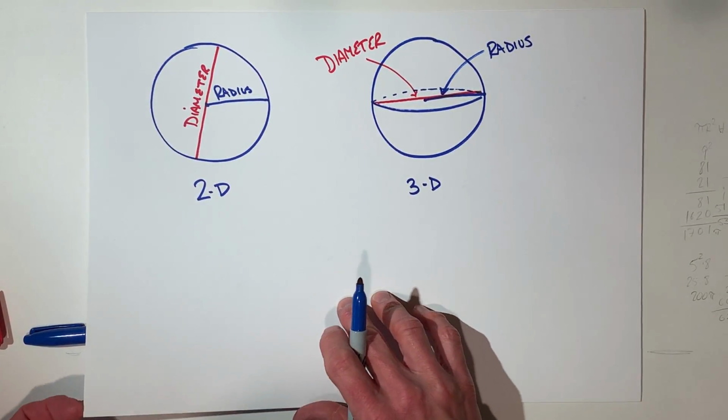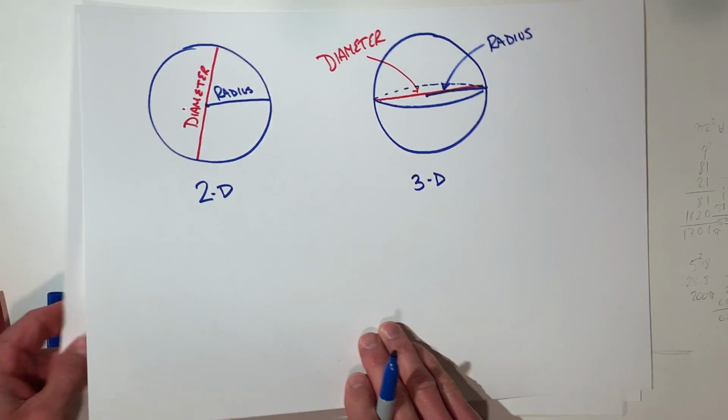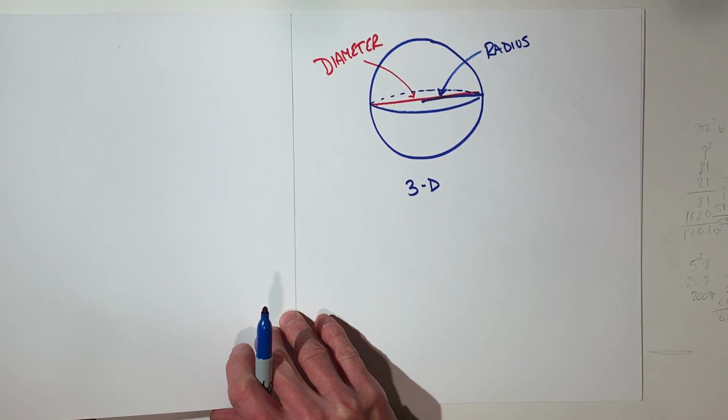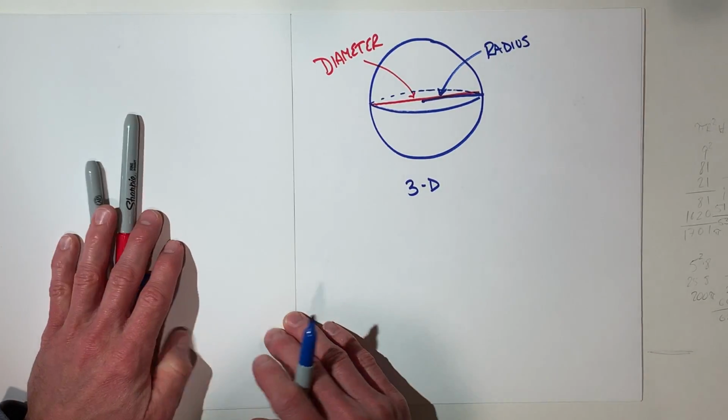Let's see if I can just cover this up so we're not even going to worry about it. There we go. And now let's pretend that's not even there. Let's only focus on the three-dimensional piece.